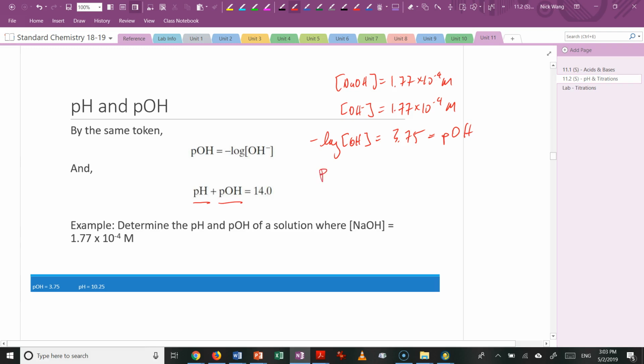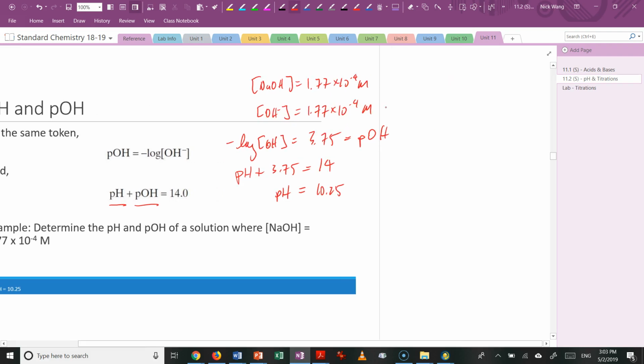Then, the sum of pH and pOH is equal to 14, which means pH is going to equal 10.25. All right, solving for pH. And that's basically it. The alternative, though, is that if I were given the OH minus concentration, I could conceivably also find the concentration of H3O plus, and that's also an option.